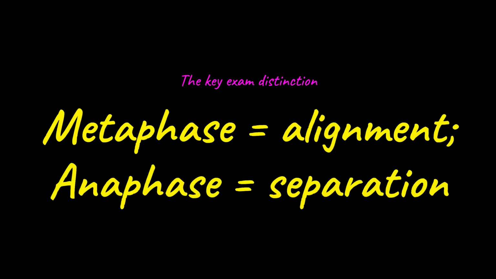The critical exam signal for metaphase is chromosomes lined up at the equator with no separation yet. Signal words like metaphase plate, equatorial alignment, or chromosomes across the middle all point to metaphase, not anaphase, where chromatids are actively moving apart.